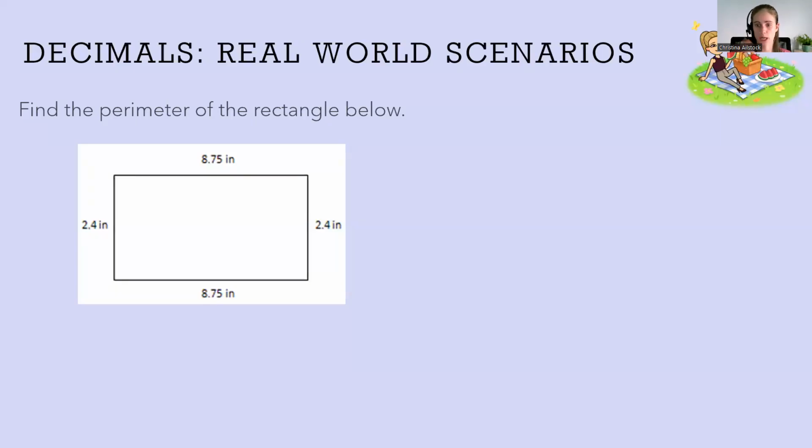All right, we have 2 more problems left. So we want to find the perimeter of this rectangle below. Go ahead, pause the video, try to solve it on your own.